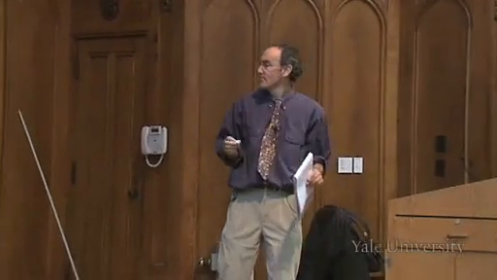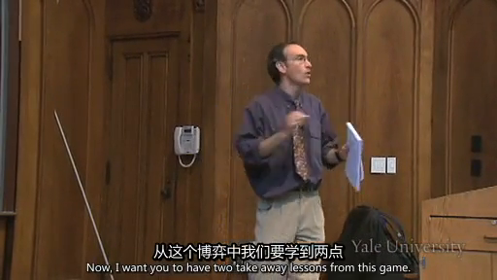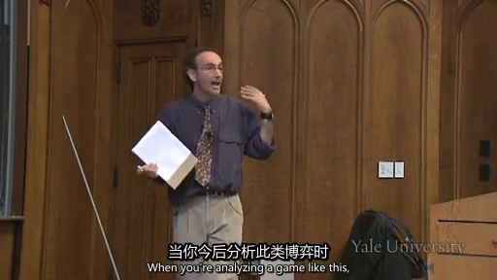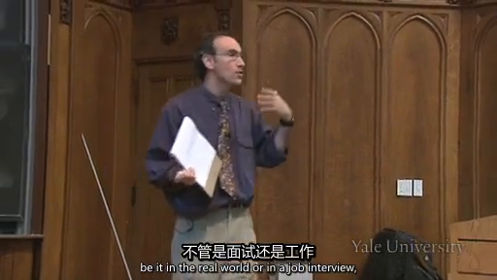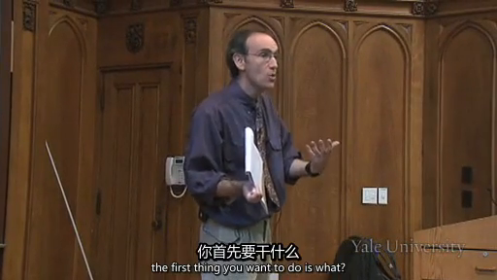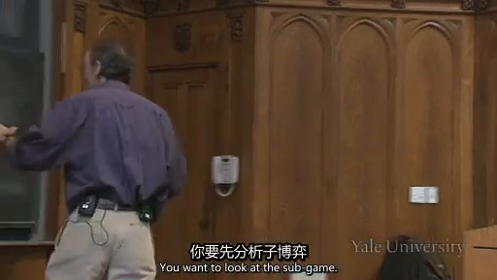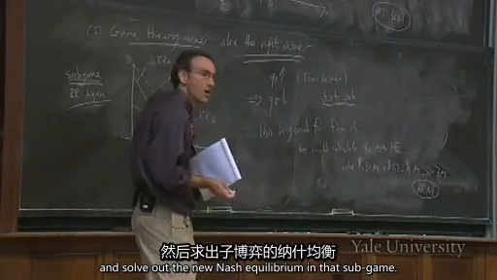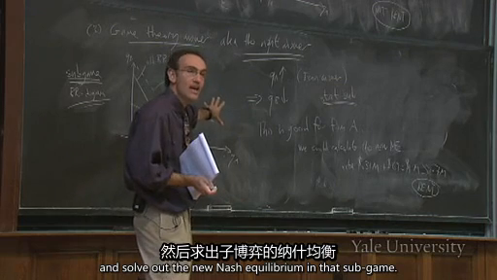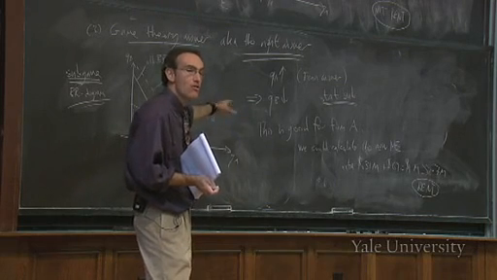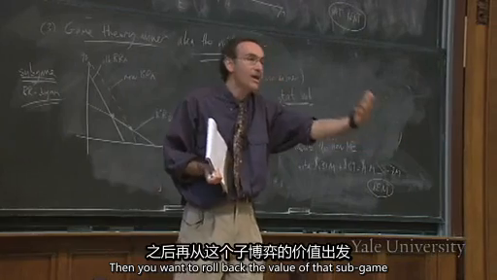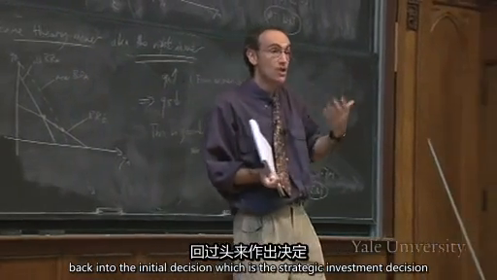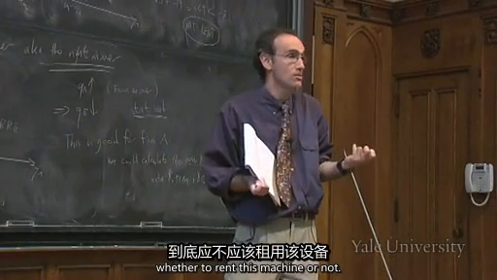All right. Now I want you to have 2 takeaway lessons from this game. The first takeaway lesson is this. When you're analyzing a game like this, be it in the real world or in a job interview, the first thing you want to do is look at the subgame. You want to look at what would happen if you did invest and solve out the new Nash equilibrium in that subgame. Then you want to roll back the value of that subgame into the initial decision, which is the strategic investment decision, whether to rent this machine or not.